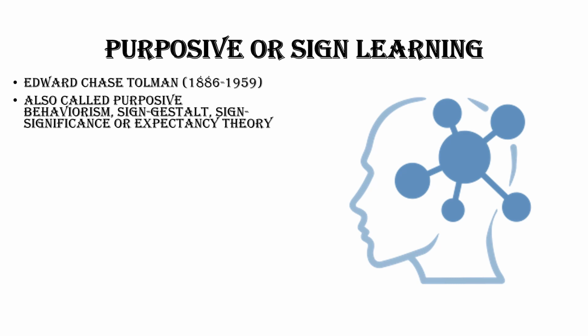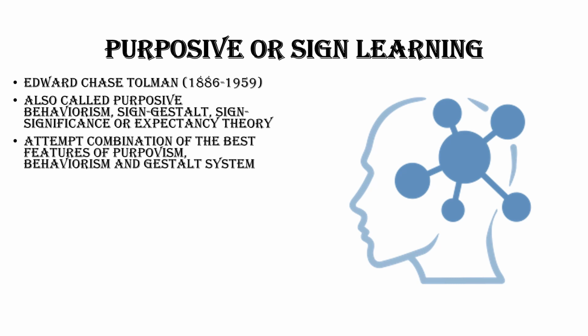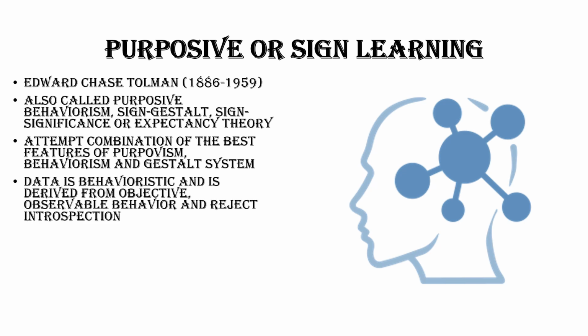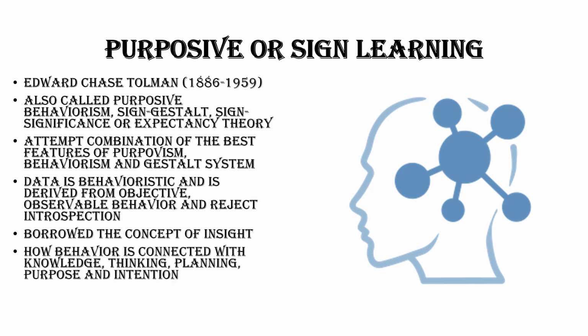He attempted to combine the best features of purposivism, behaviorism, and the gestalt system. It is behavioristic, its data having been derived from objective observable behavior, and it rejects introspection. From the Gestalt theory, Tolman borrowed the concept of insight, and he was concerned with how behavior was connected with knowledge, thinking, planning, purpose, and intention.